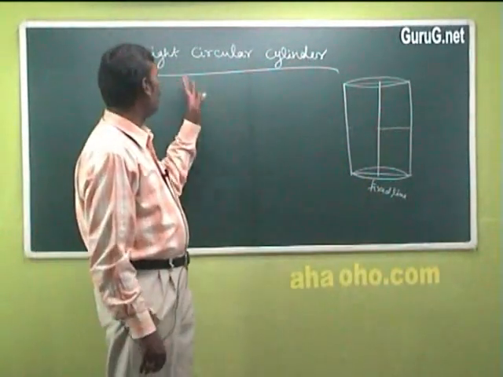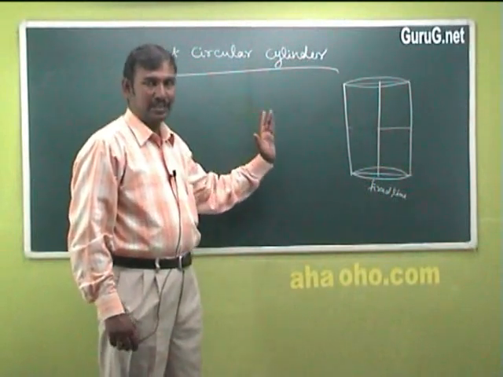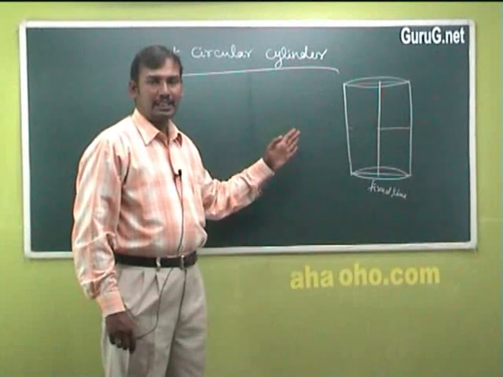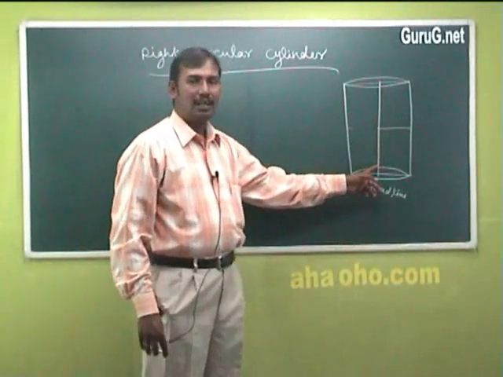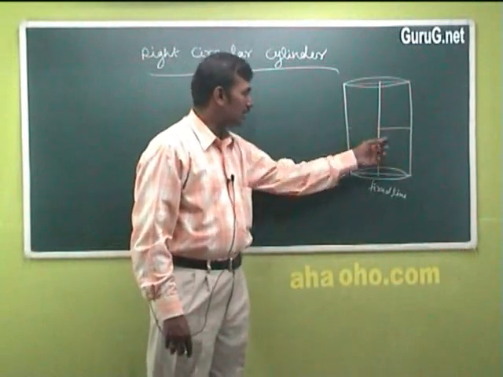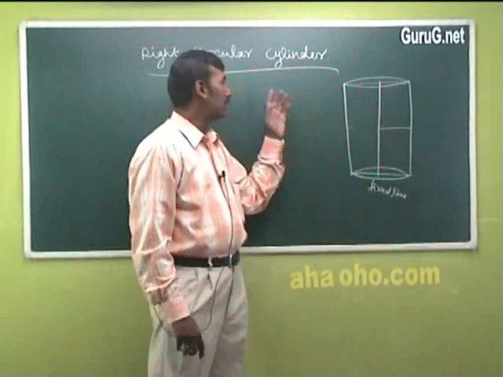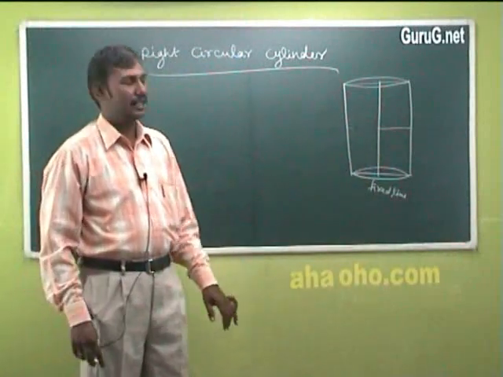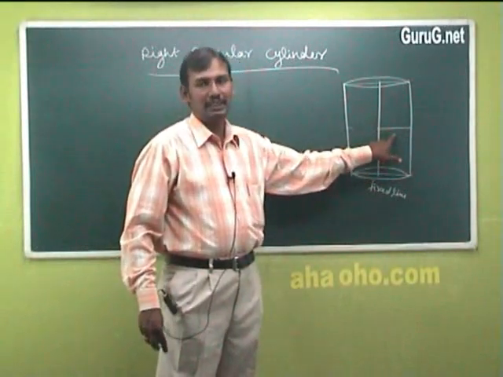So it is nothing but what? A right circular cylinder. A right circular cylinder is a surface generated by a straight line which is parallel to a fixed line and also at a constant distance from this fixed line. This is called a right circular cylinder. This constant distance is called the radius of the cylinder.